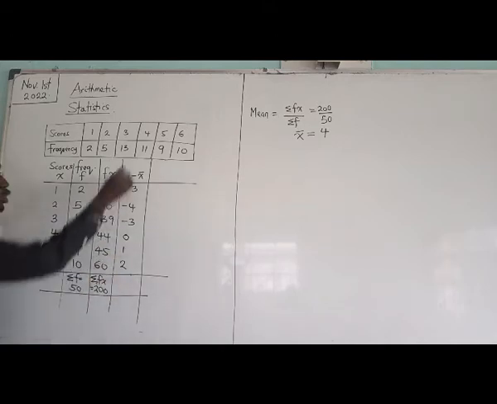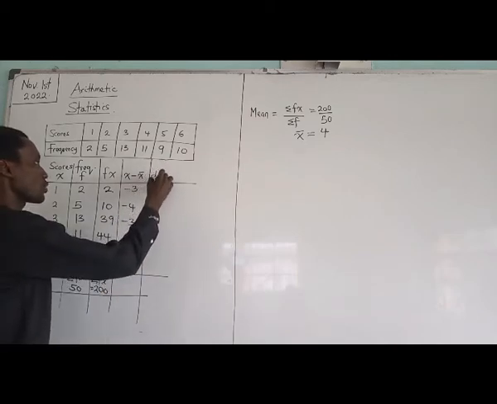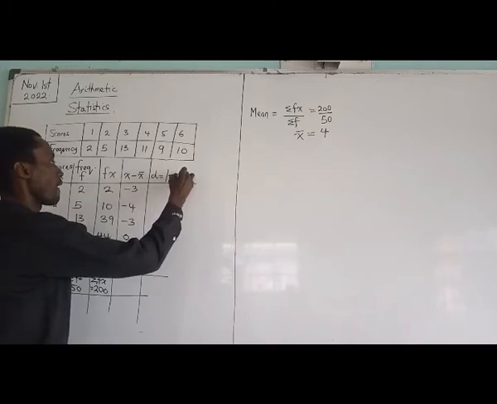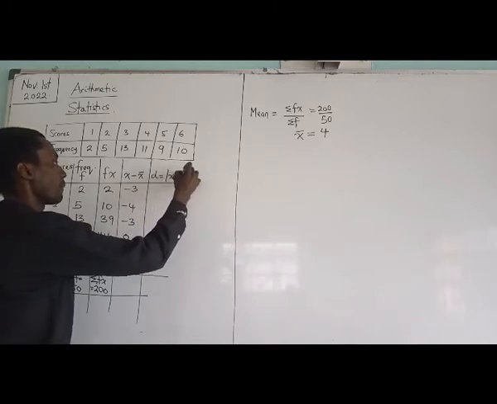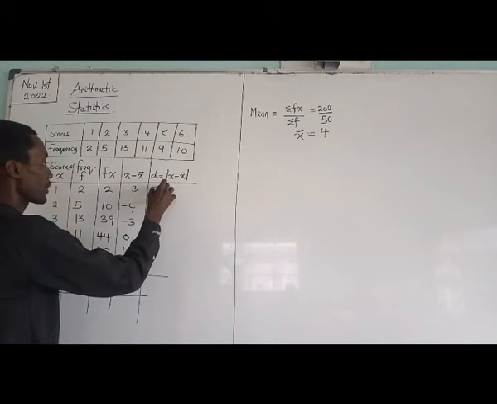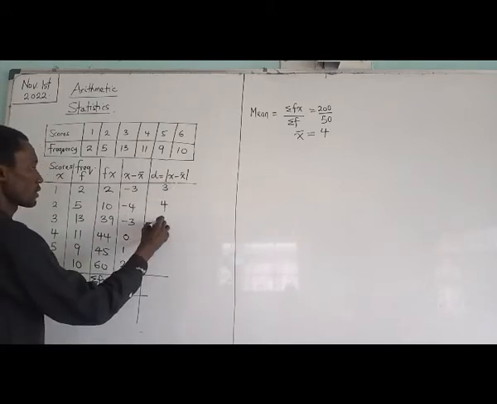But this column will not help me out to look for the problem I want to solve. I need to create another column which I'm going to call D equal to the absolute value of that. So I'm going to be working with the absolute value of that. And this will give me 3. This will give me 4. This will give me what? 3 again.